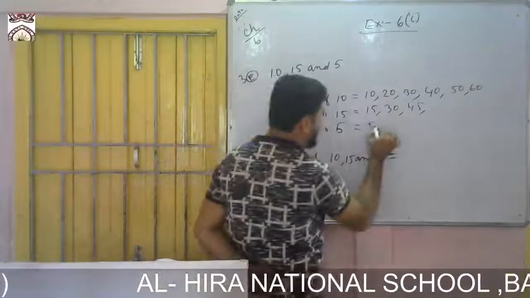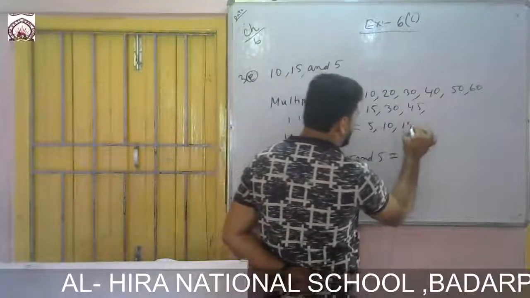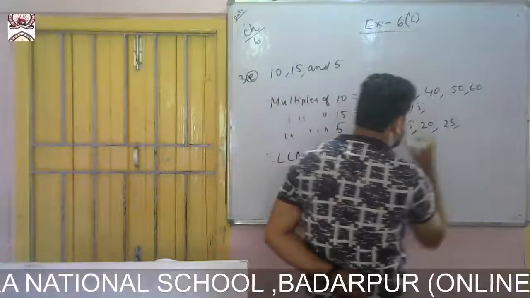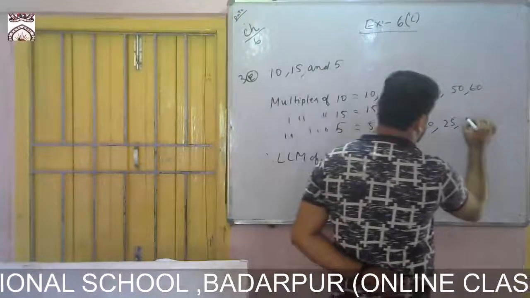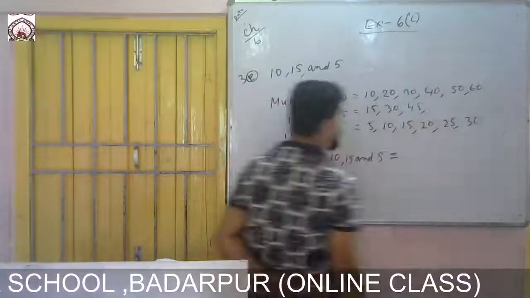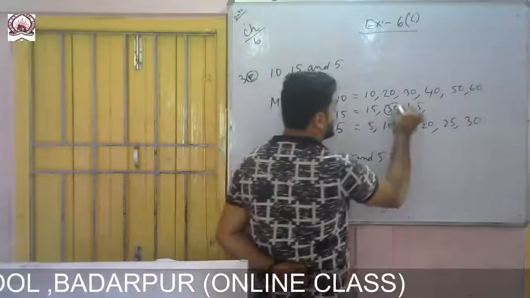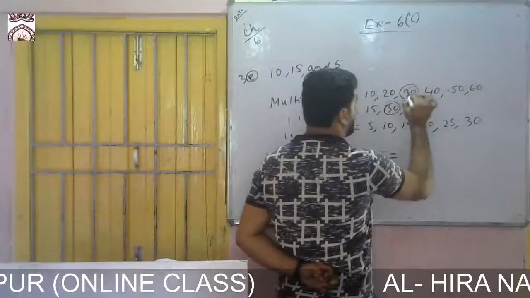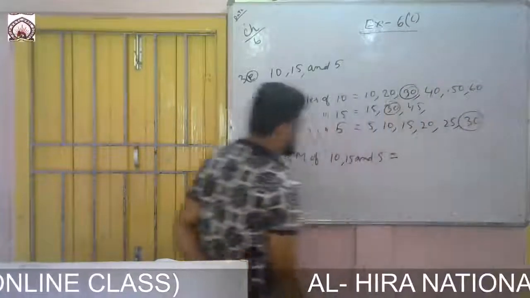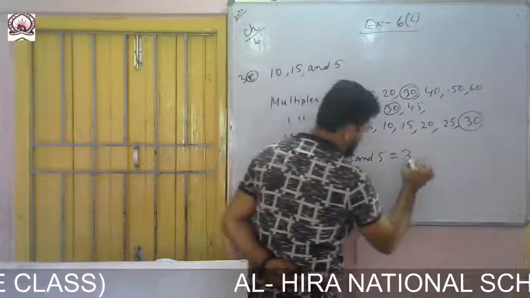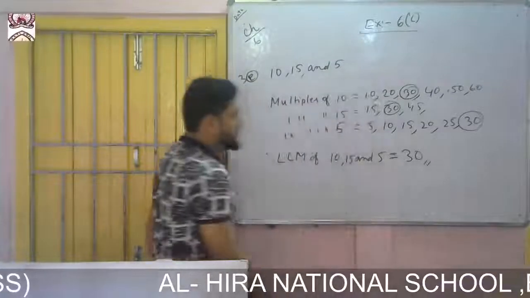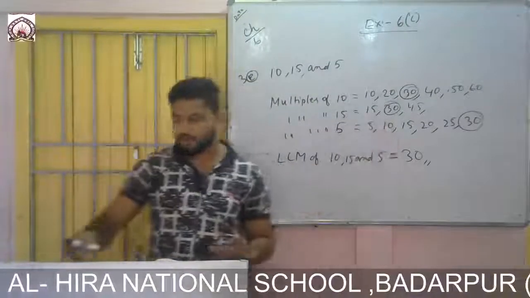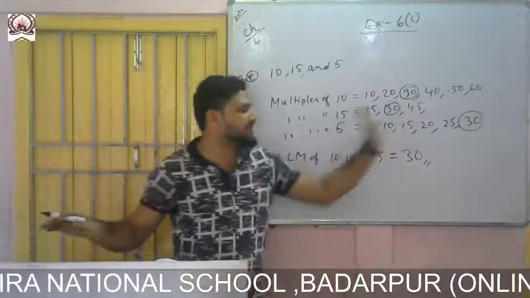5 1s are 5, 5 2s are 10, 5 3s are 15, 5 4s are 20, 5 5s are 25, 5 6s are 30. So in every case I am getting 30, and here also 30. So the LCM will be 30. You have to check in every multiple which one is coming first, so 30 is coming first.